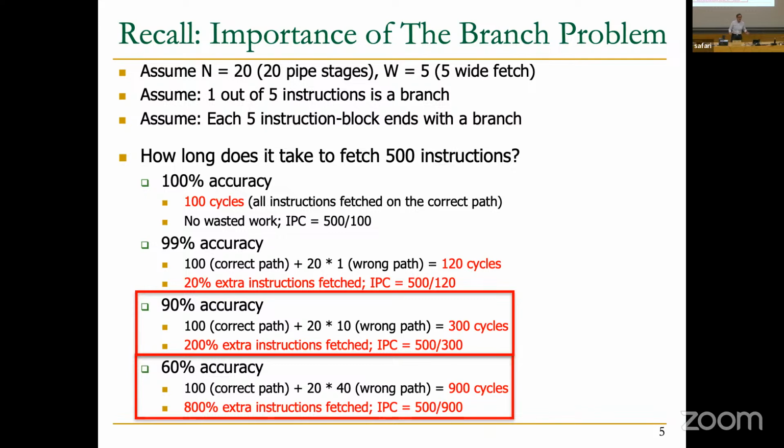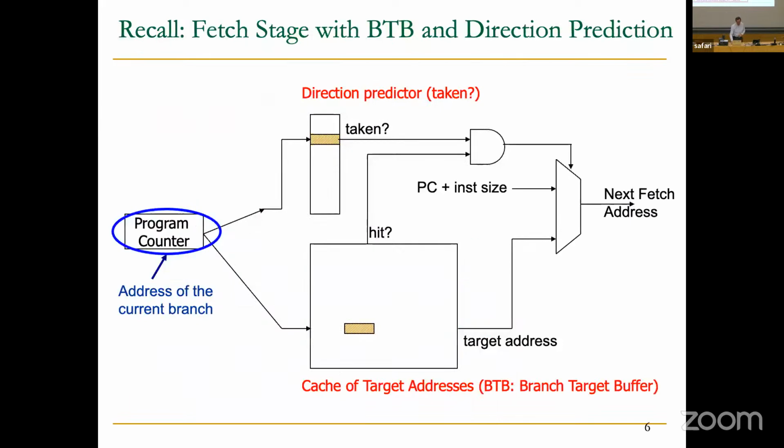If you have 90% accuracy, it's still not good, basically. You lose a significant amount of performance. You're not able to finish 5 instructions per cycle. You can do up to 1.6 instructions per cycle. So 90% is a very good number, as we will see. And this is what we have looked at yesterday.